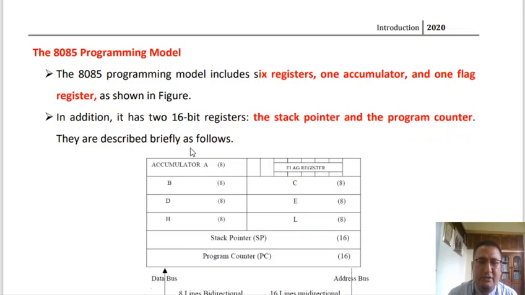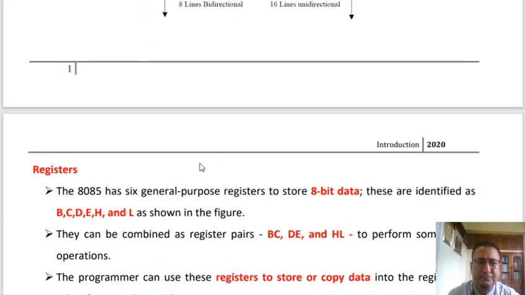Now, as represented in the diagram, there are 6 general purpose registers, B, C, D, E, H, and L. These are 8-bit in size. It has an accumulator which is also 8-bit in size. It has a stack pointer of 16-bit and a program counter of 16-bit. Now we have a bidirectional data bus which is 8-bit in size and a unidirectional address bus which is 16-bit in size associated with the various registers.